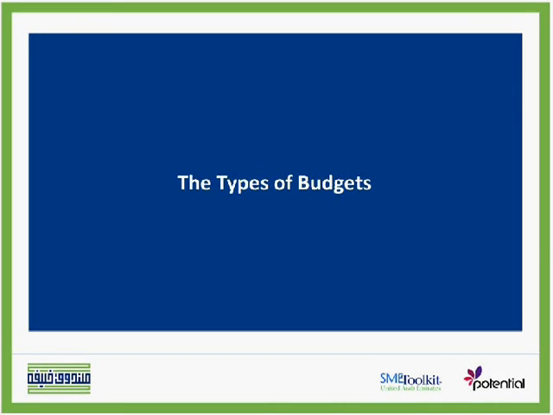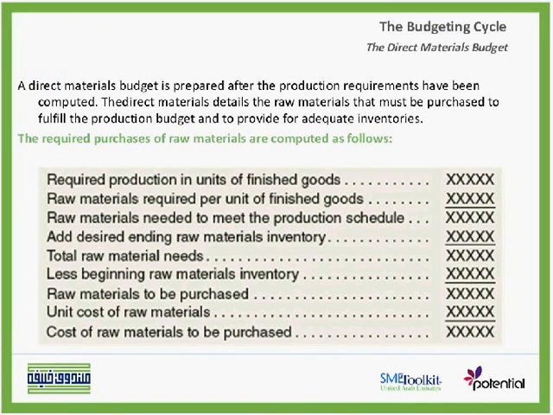The types of budget. Now, a direct material budget is prepared after the production requirement has been computed. I know exactly now how much I need to produce. To produce this quantity of cases, how much cost do I have to bear? One of the costs is the direct material. It details the raw material that must be purchased to fulfill the production budget and to provide for adequate inventory. So the required purchases of raw material are computed as follows.